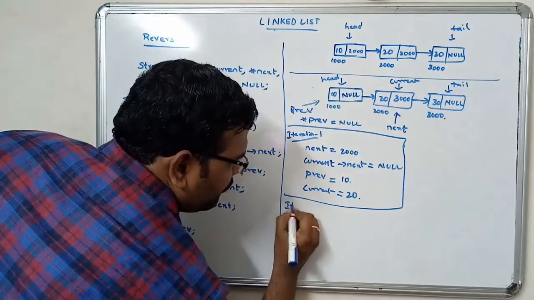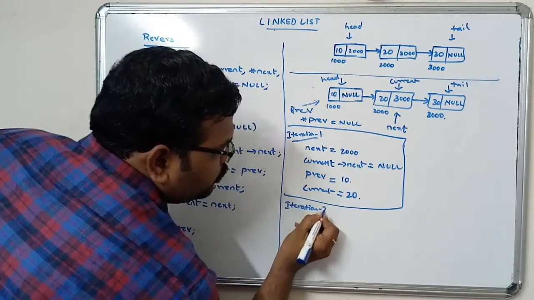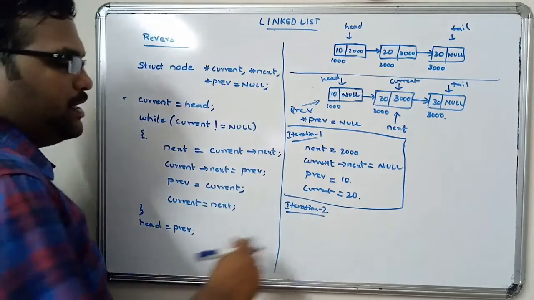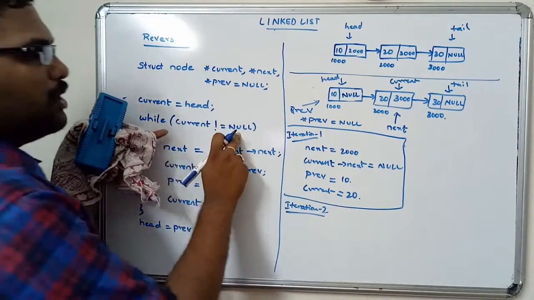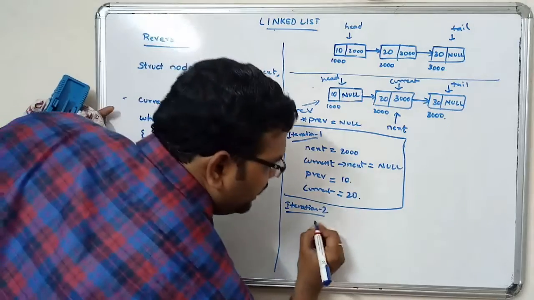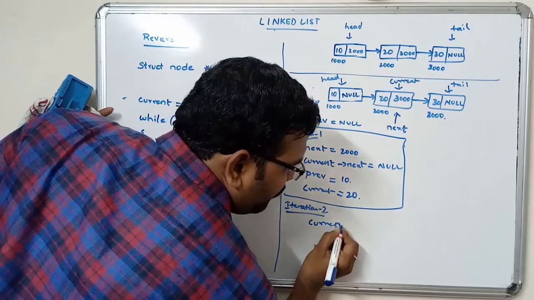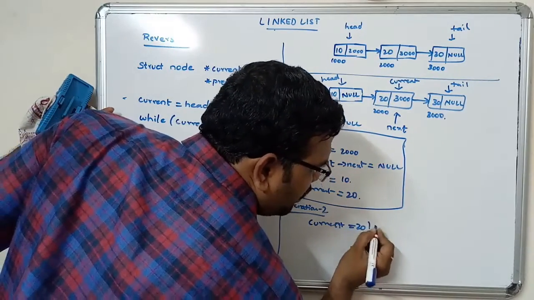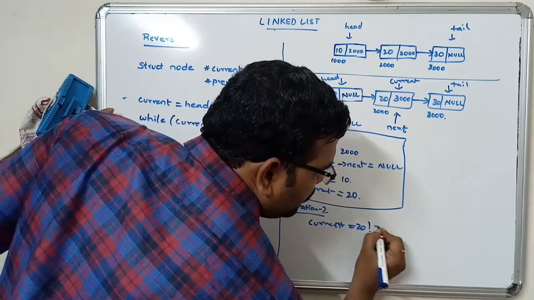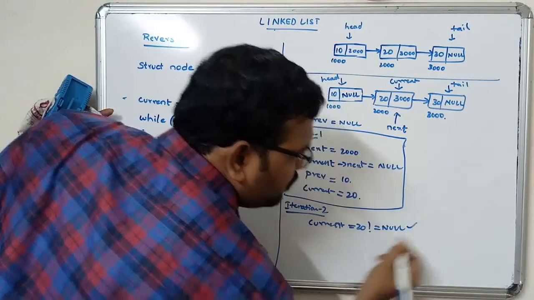Next, iteration 2. Current not equal to null. So current is equal to 20. 20 is not equal to null. So the condition is true.